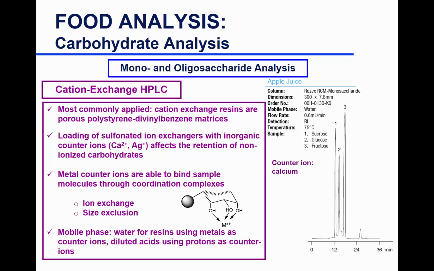So your mobile phase will be mostly water, carrying the metals, the counter ions. Or it can be diluted acid as a source of proton.